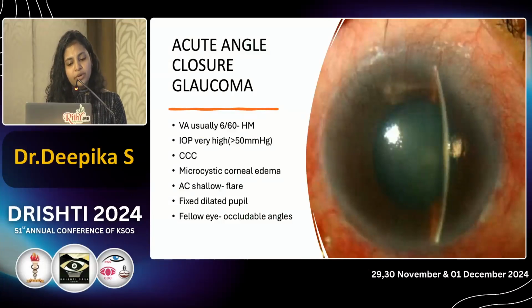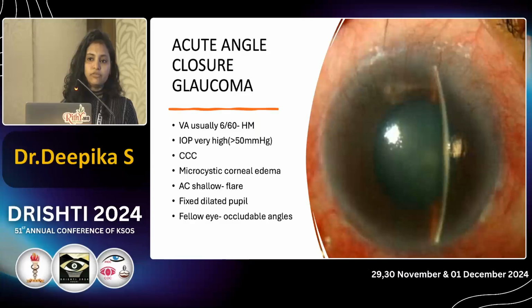When a patient comes to your OPD with severe debilitating pain, redness and loss of vision, you examine the patient and see severe corneal edema and circumciliary congestion. Vision is usually in the range of 6/60 to hand movements. IOP will be very high, usually over 50. The AC will be very shallow, with mild AC reaction and flare. The prominent sign is a fixed dilated pupil because of the ischemia. The fellow eye will show an occludable angle, which confirms the diagnosis of acute angle closure in this patient.